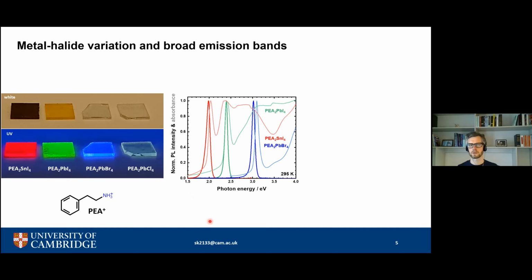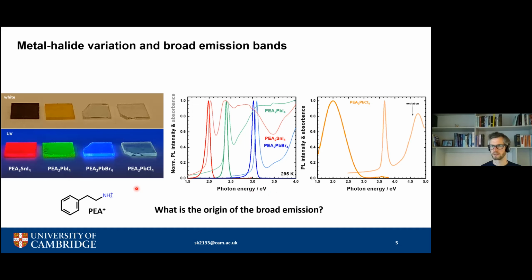What I would like to focus on, however, is this curious case of the lead chloride variant. If you think that with bromide, we are already at the edge of the UV region, with UV absorption, and you see the PL here that looks pretty wide, that should be non-visible to us, right? It should be in the UV. And actually it is, but it also isn't.